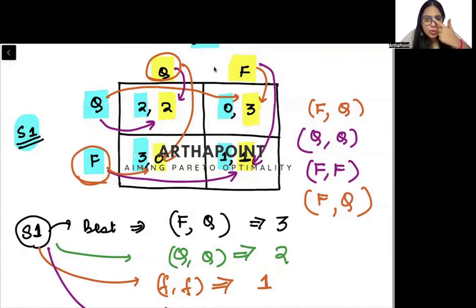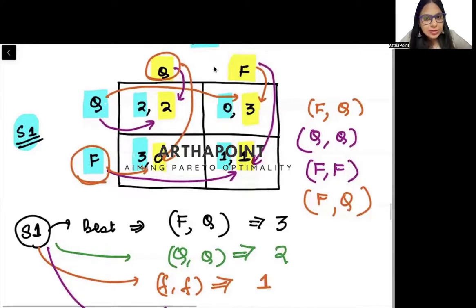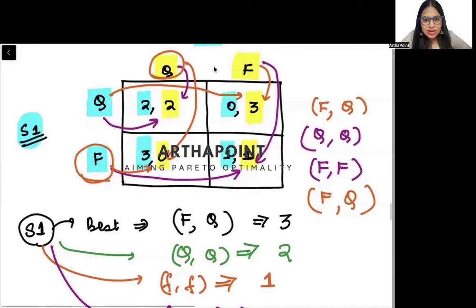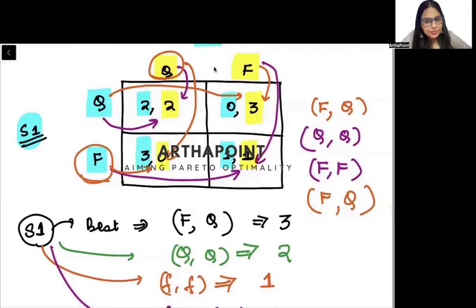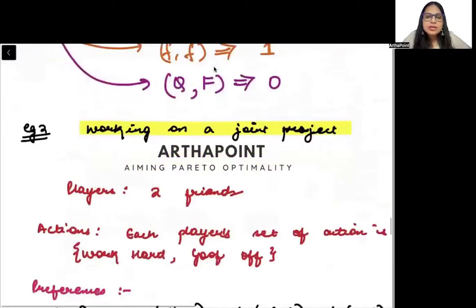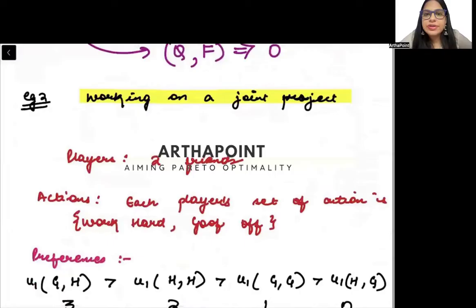This is how we can go ahead and make the matrix. Is this clear? How to make the matrix in a simultaneous game? Now there will be multiple such examples which we will be taking in the upcoming lectures. Okay? Thank you.